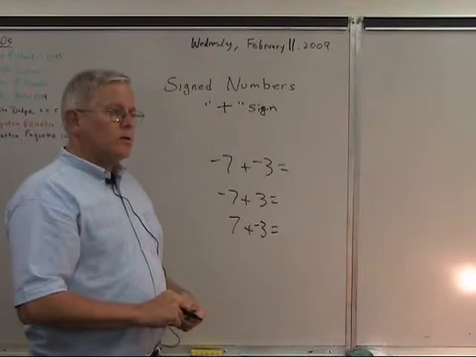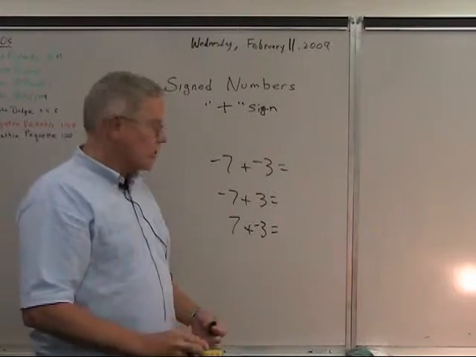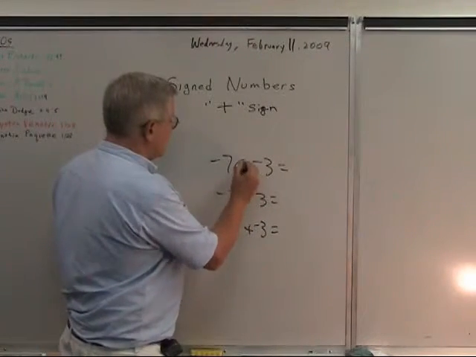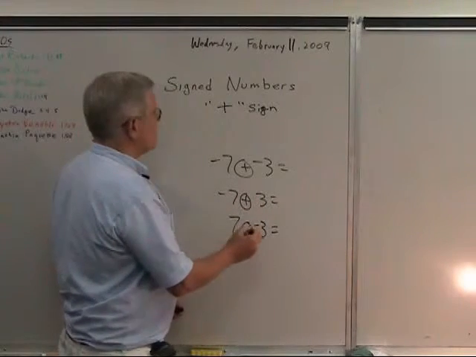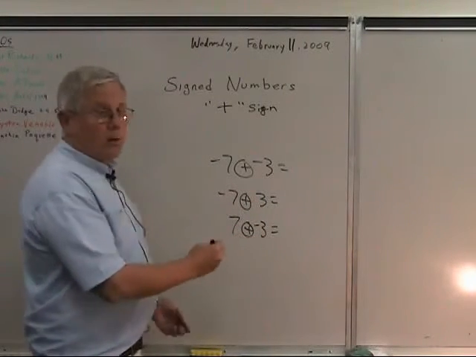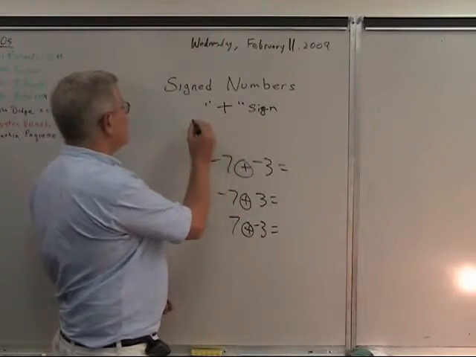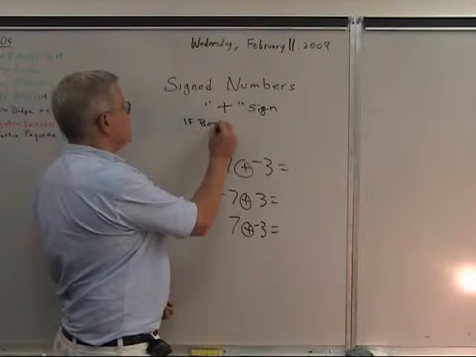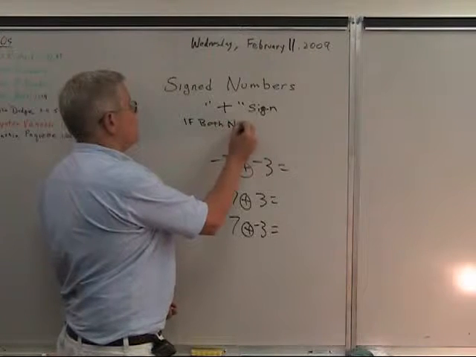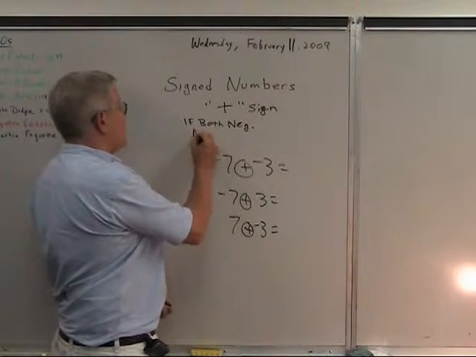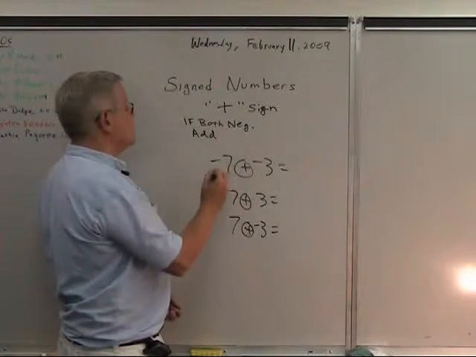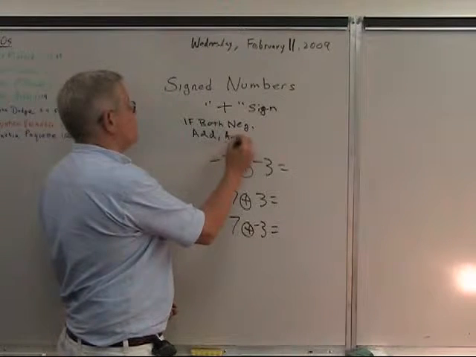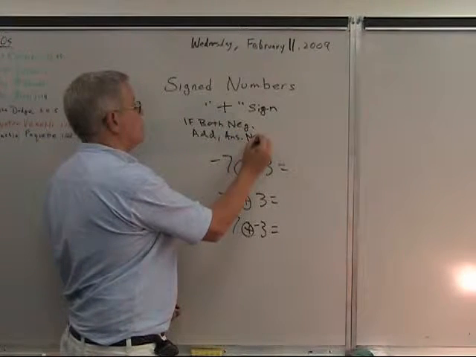There's a couple rules that will help you always get the right answer whenever you have a plus sign between those. The rules go like this. If you have the plus sign, if both numbers are negative, then you add the numbers and your answer will be negative.